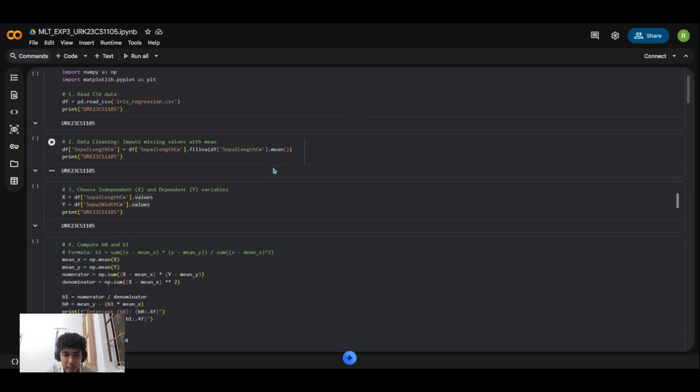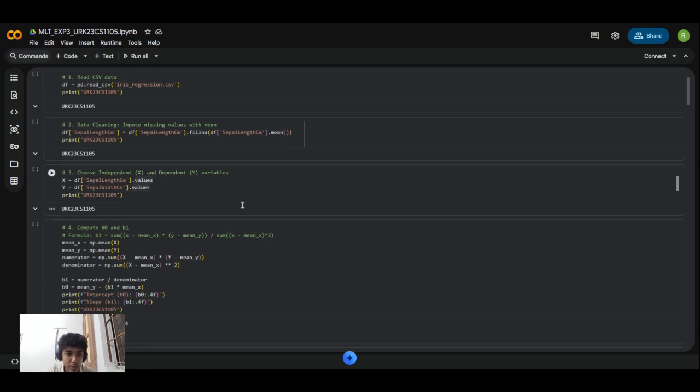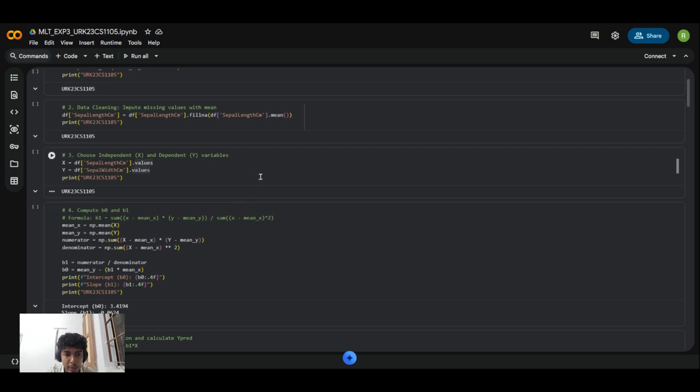Then the second question is data cleaning. It will handle the missing values. Missing values will be replaced with the column mean. The meaning is it ensures the data set has no NaN values, not-a-number values, allowing correct calculations.